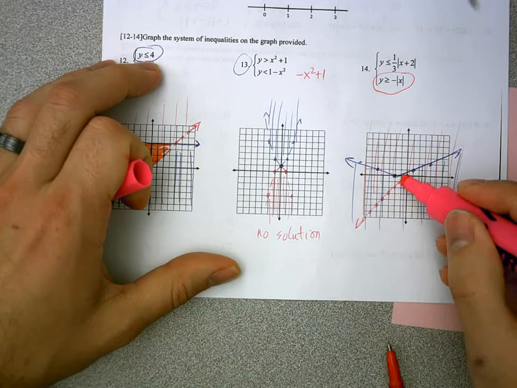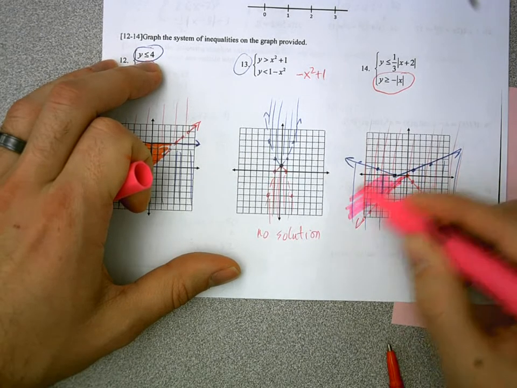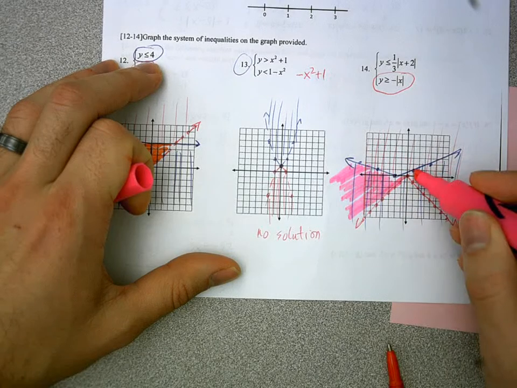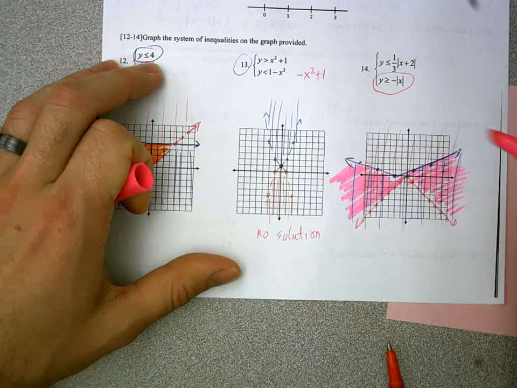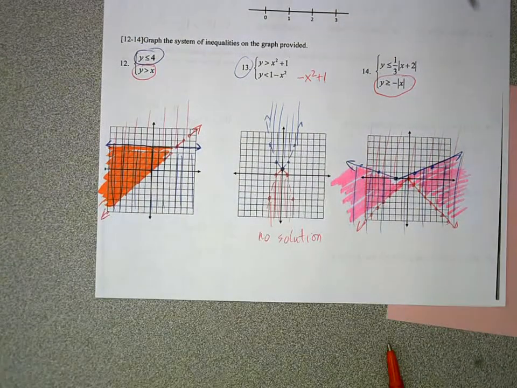So I'm looking at like here, everything over here, and everything over here would be my final answer. Does that make sense to everyone?